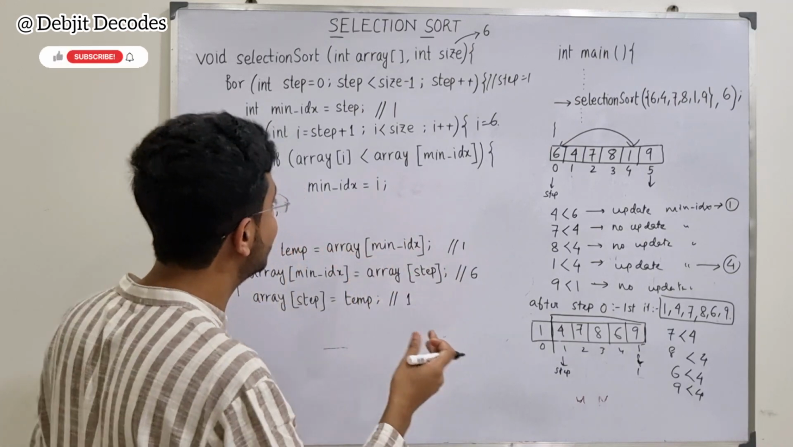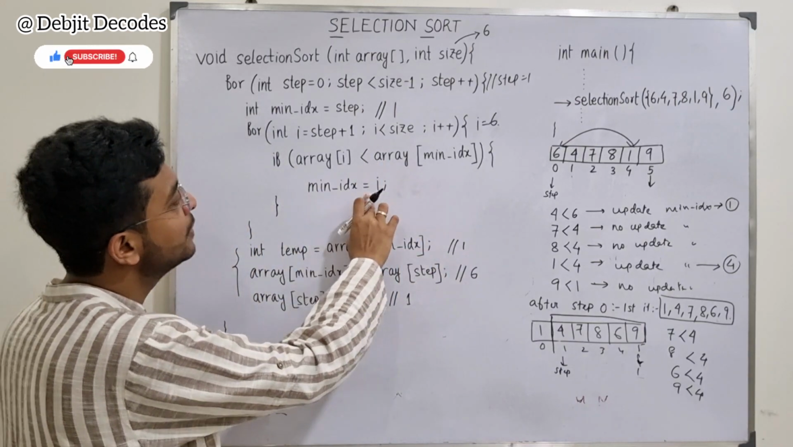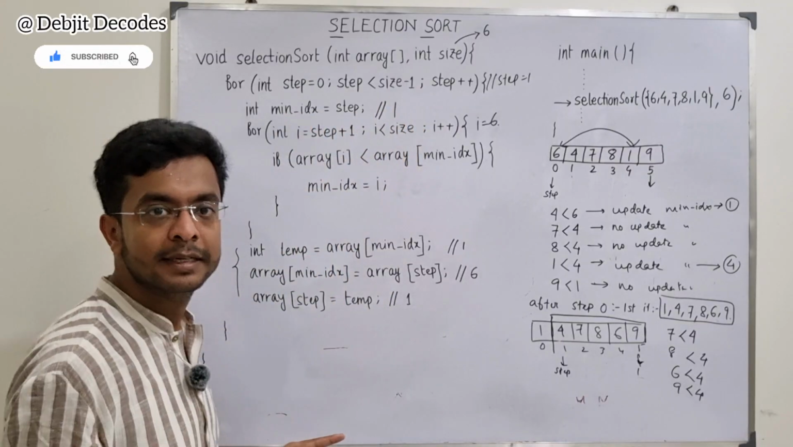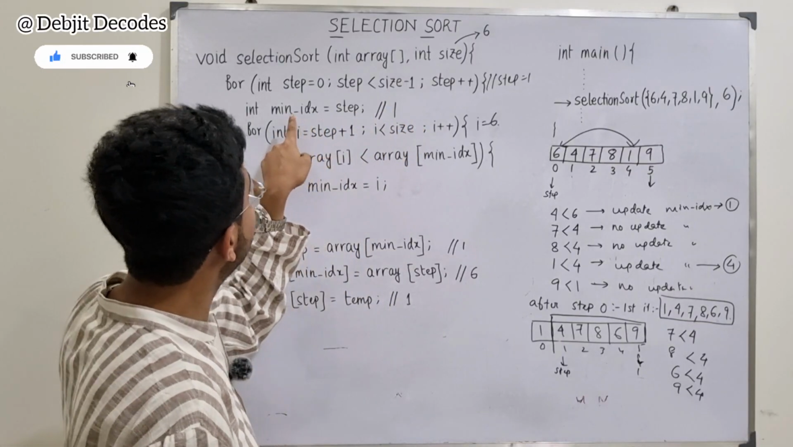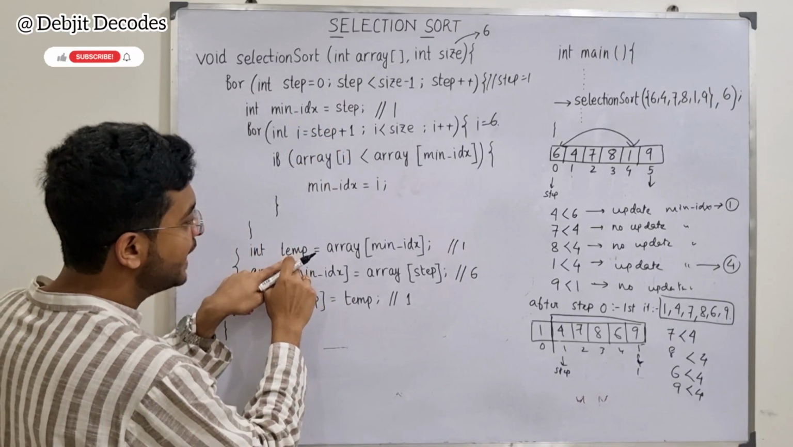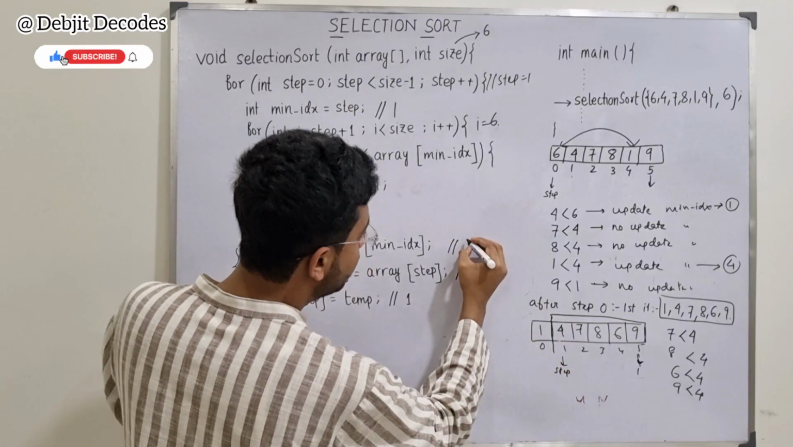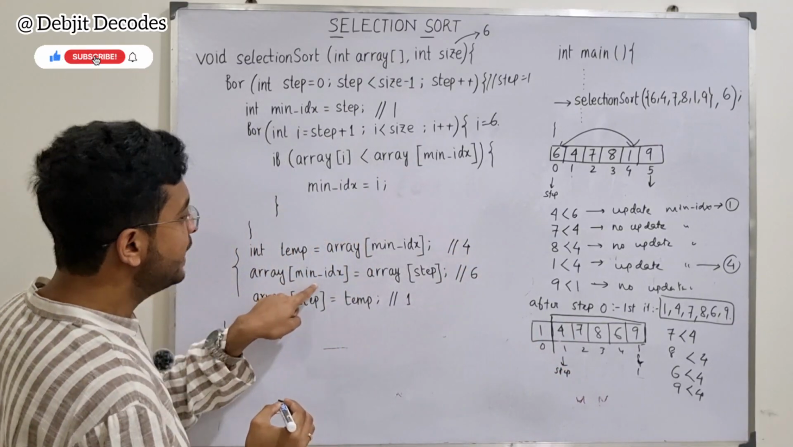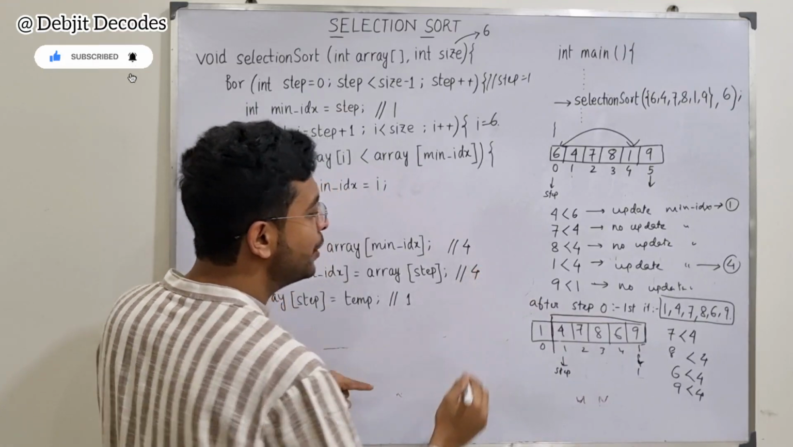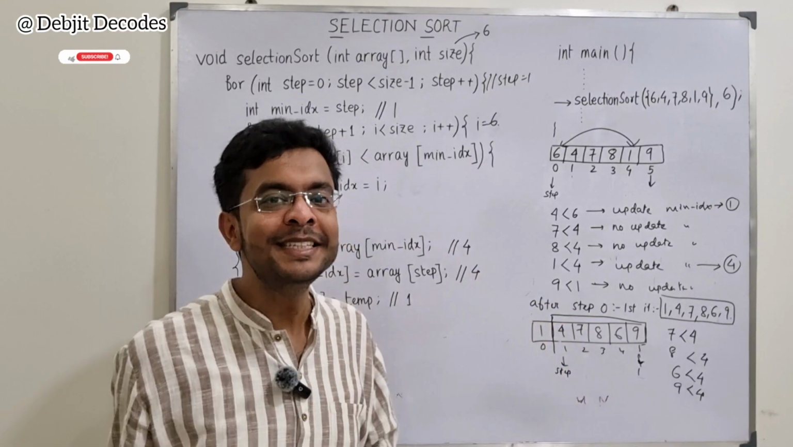So in that case, if it is never coming inside this if block, what can I say? This min index will never be updated. Initially the min index value was 1 and it stays. So min index equals step. If you want to swap, temp equals array of min index. What is that array of min index? This was 4, and array of min index equals array of step. Array of step was 4. So basically you are trying to swap this value with itself, because there is no change in min index, right?